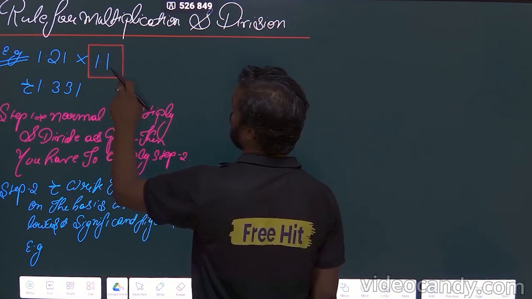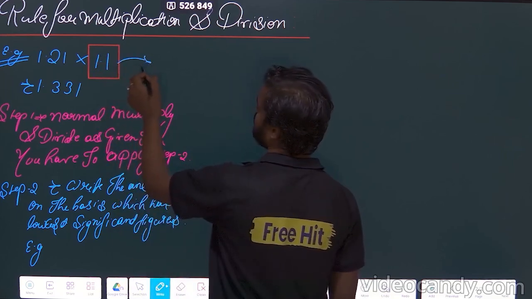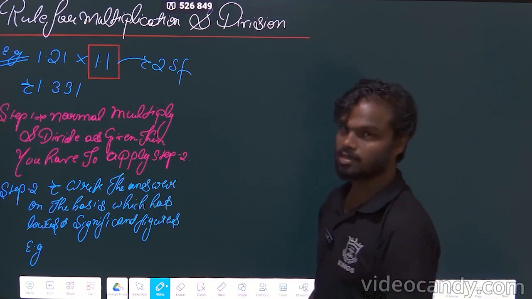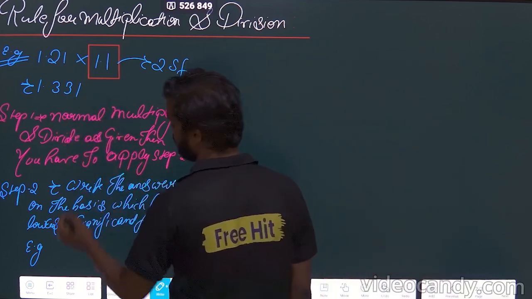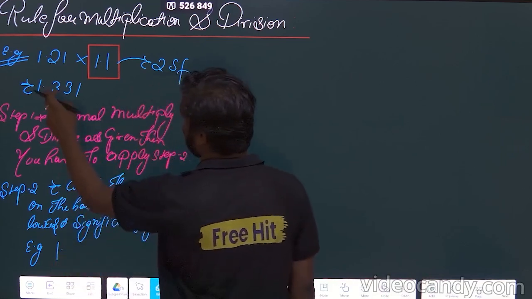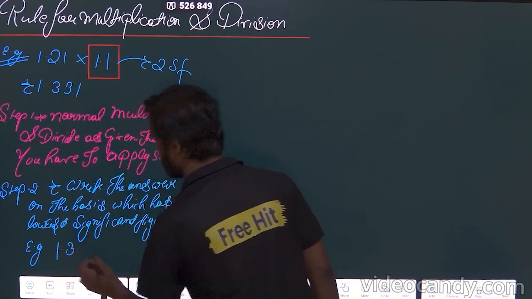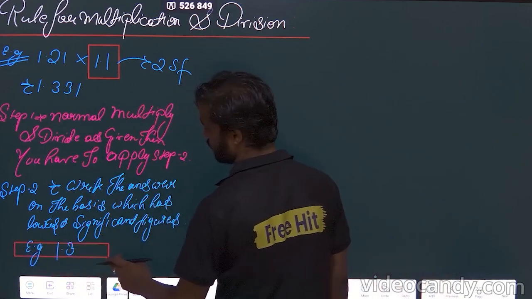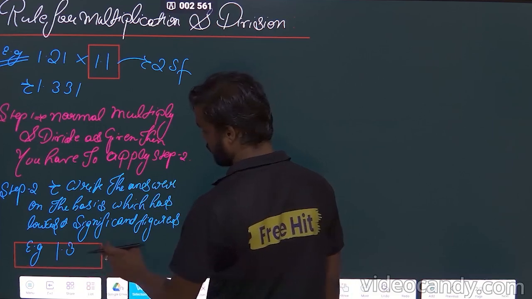This term has the lowest significant figure. How many significant figures does it have? It has 2 significant figures. So if it has 2 significant figures, we can directly write our answer in terms of 2 significant figures. So my answer will be 1.3, and the next digit is less than 5, so it will be 1.3. This is my answer. Clear?